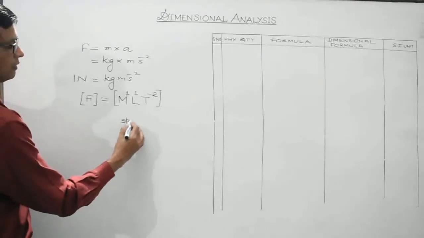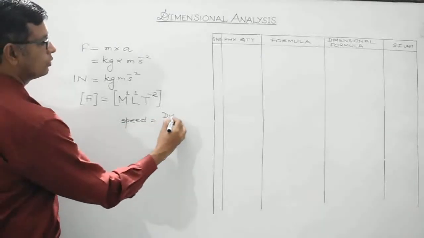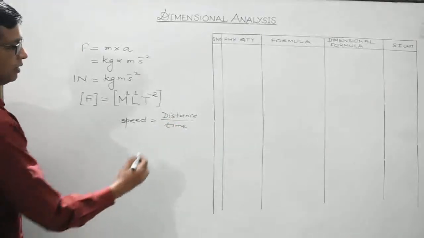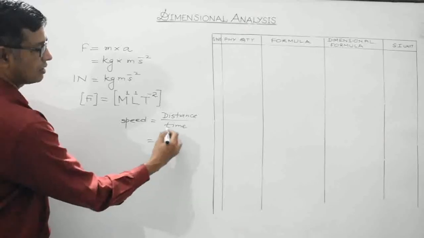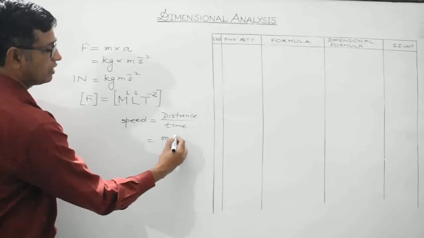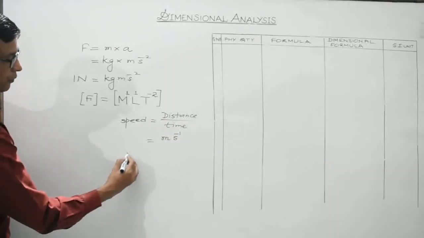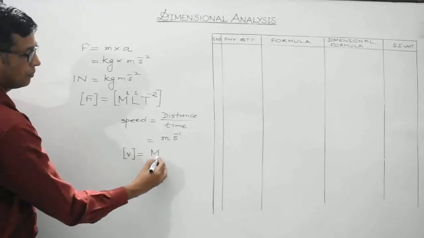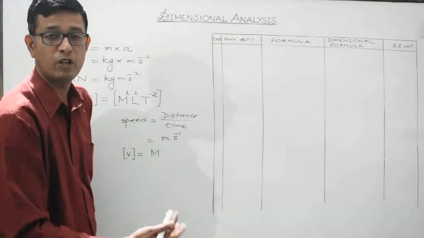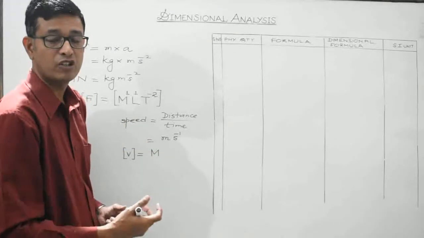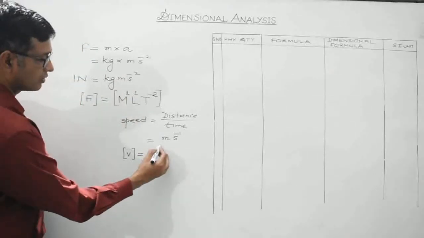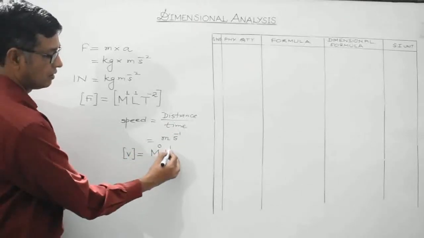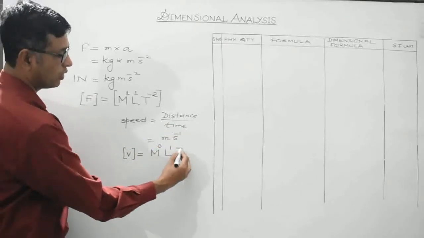Suppose speed, it's equal to distance over time. Now distance is measured in meter, time is measured in second, so it will be meter per second. So the dimensional formula for the speed: it is not depending on mass, it is independent of mass. That is, its dimension in mass is 0. M represents mass, so raised to power 0. Its dimension in length is 1. Its dimension in time is -1.